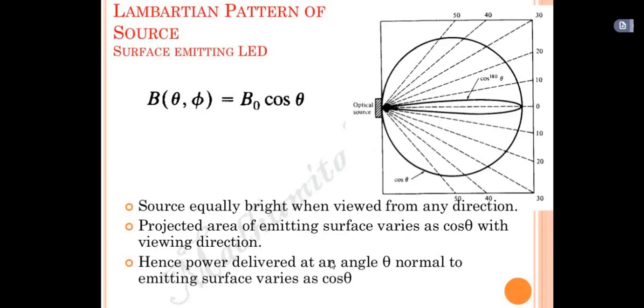In order to get that, we need to see its angle. So that is what: the source is equally bright when viewed from any direction. If you want to view it from any direction, you obtain the same in every direction. Next, the projected area of the emitting surface varies as cos theta with the viewing direction. From whichever direction you see it, the source will brighten that light. As you can see, there is an optical source in the graph.